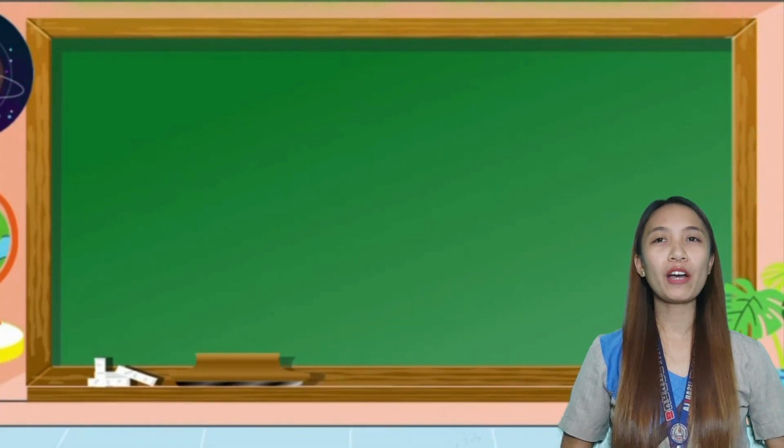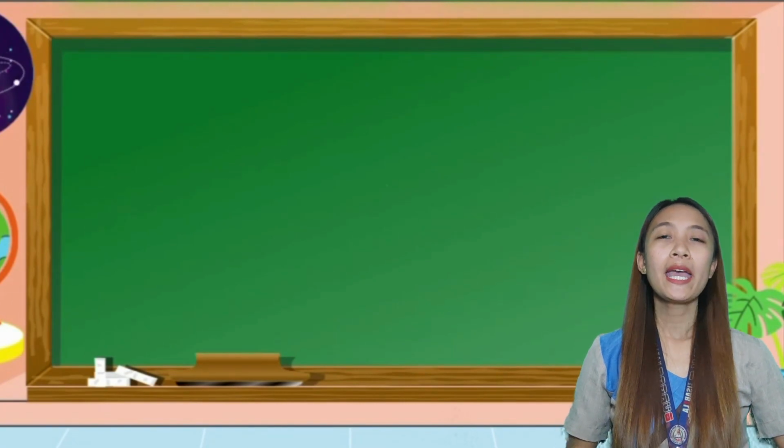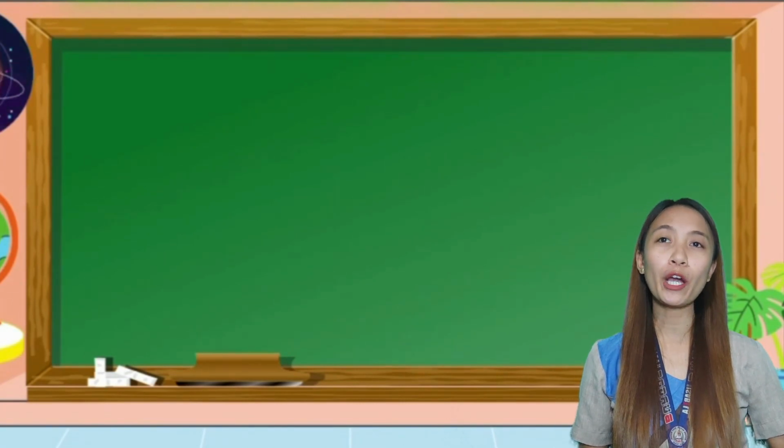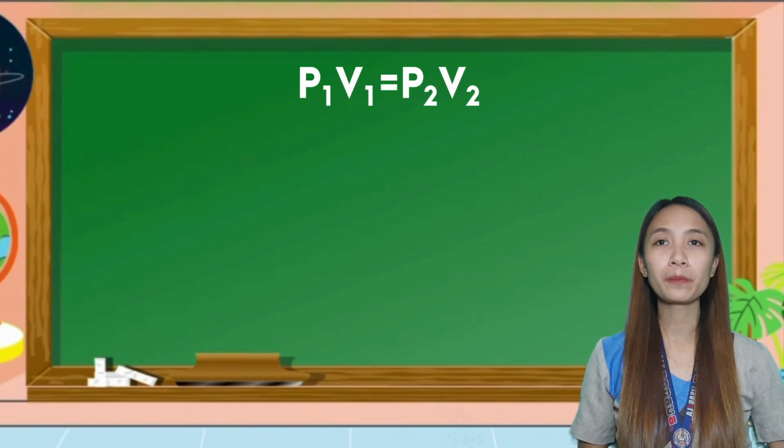Now, let's have a quick review in deriving a formula. In deriving a formula for Boyle's law, of course, the first thing that we need to do is to simply write the general formula for Boyle's law, which is P sub 1 times V sub 1 is equal to P sub 2 times V sub 2.